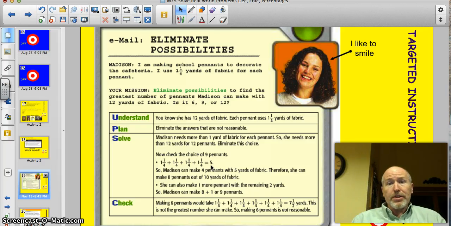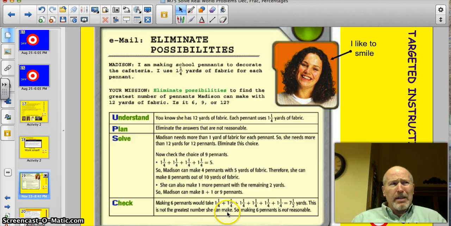Well, that's a good place to start. If we double that, we can figure out then that she can make 8 pennants out of 10 yards. Well, we still got 2 yards of fabric left. How much can she make out of 2 yards? Just 1 more, right? So she can make 9 pennants, or the 8 plus that 1. So 9 looks to be the correct answer.